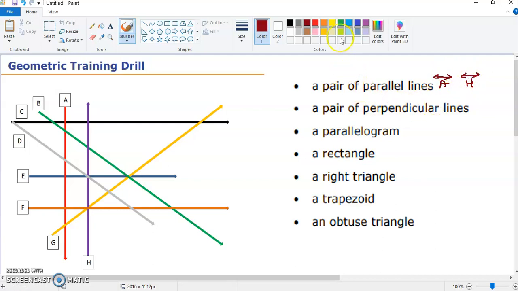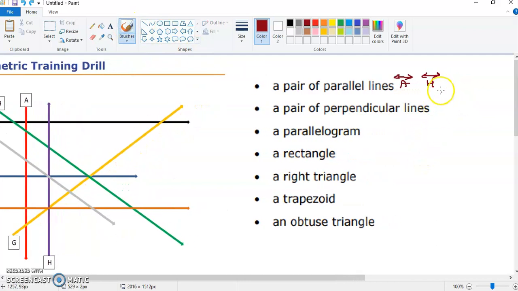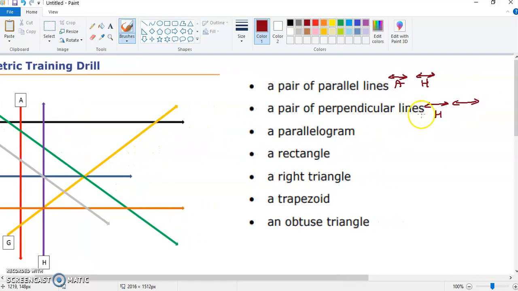If I'm looking for perpendicular lines, well, I just need to find two lines that when they intersect, they form a right angle. So I can see line H right here, and I can see line F right there. Line H and line F, they form perpendicular lines because they intersect at a right angle. So again, you just kind of write, okay, so I have line, which one was that? Line H and line F.